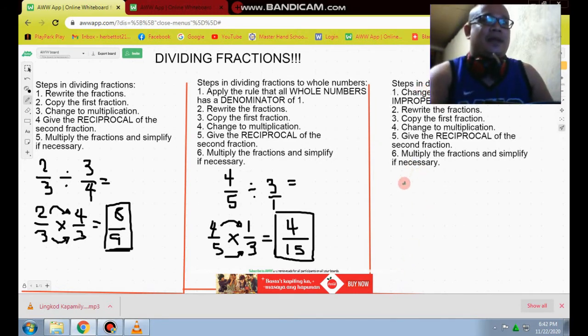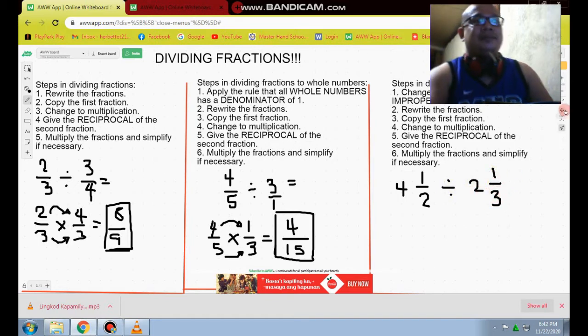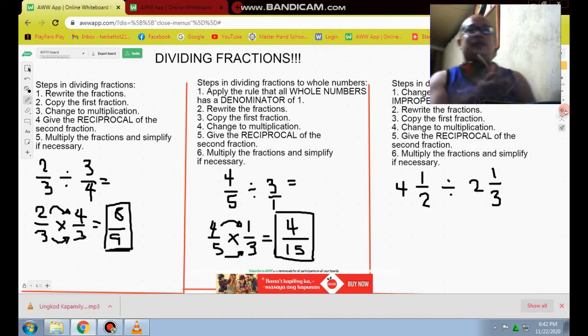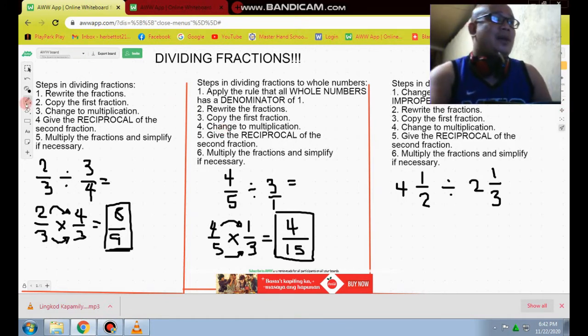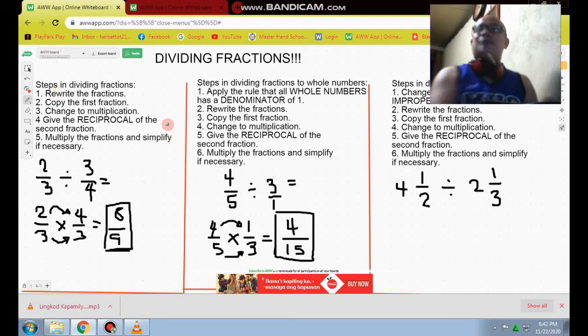Okay, for example, if I have 4 and 1/2, no? Divided by 2 and 1/3. Yeah, for example, no? So, dalawang mixed number. So, the first thing you will do, no, that comes in your mind is to change that mixed numbers to improper fraction. Okay? So, yung muna gawin natin. So, how do we convert or change mixed numbers to improper fraction?